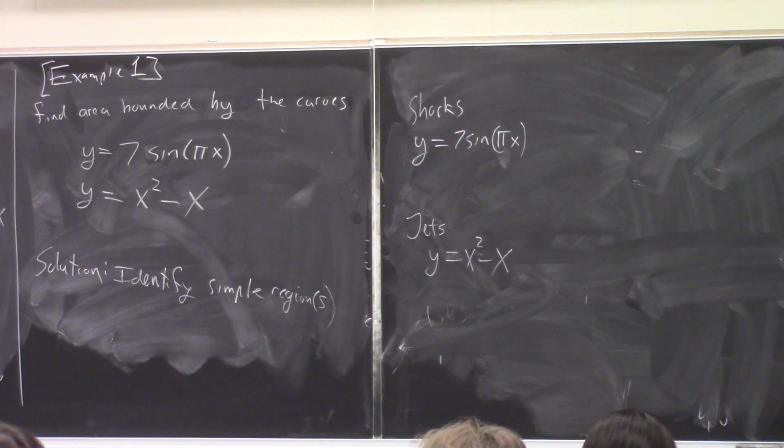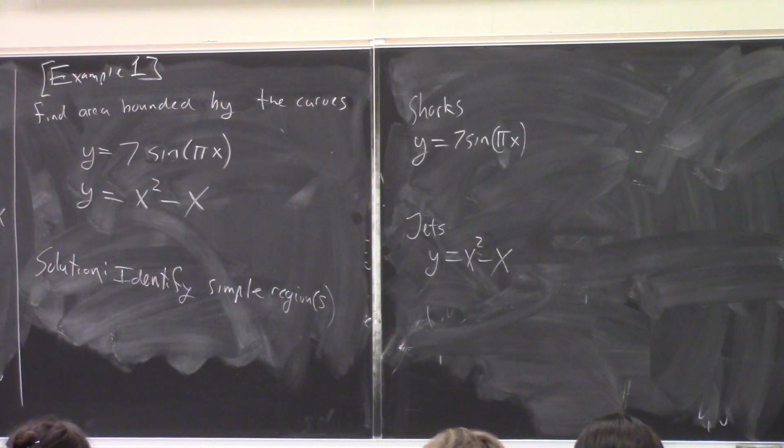It's basically just a sine. So sine of 1/2 pi is 1, multiplied by 7. Okay, sharks versus jets.